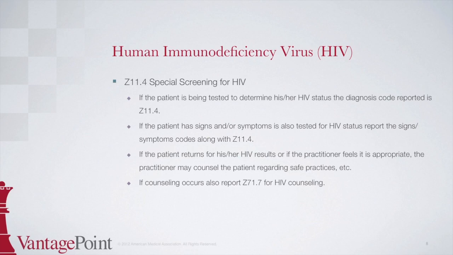Code Z11.4 is special screening for HIV. This is used when the patient is being tested to determine whether or not they have HIV. If the patient has signs and symptoms of HIV, you would want to code those as well. If the patient comes back for the test results and is counseled on the results, whether they are HIV positive or negative, Z71.7 would be used for HIV counseling.